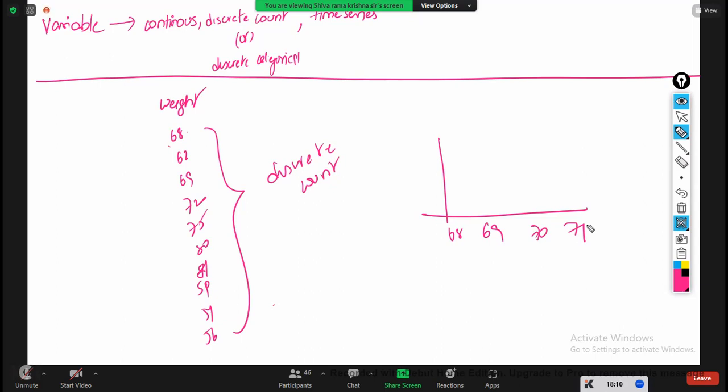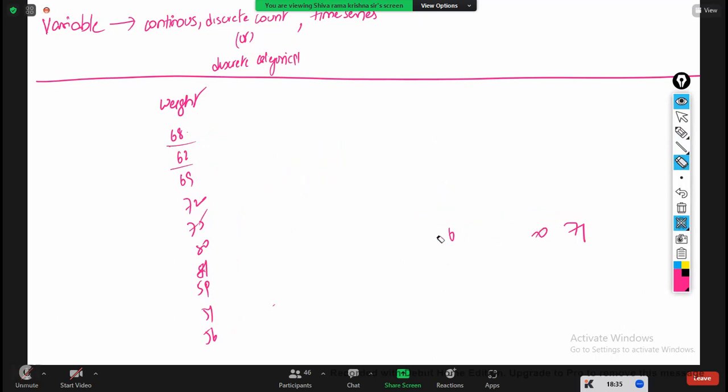Now, what type of analysis are you going to do if the student weight is exactly 68? Two students have 68 kgs, 2 are there for 69 kgs, 3 are there for exactly 70 kgs. What type of analysis are you going to apply? If you consider a discrete count variable, for each value, you have to make one bar.